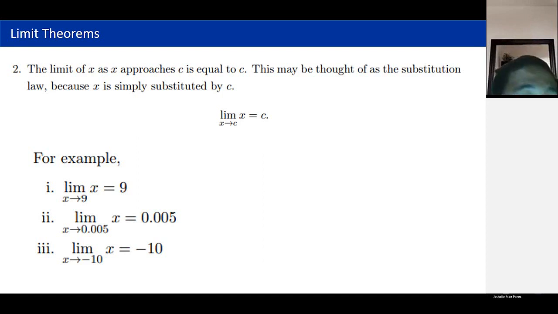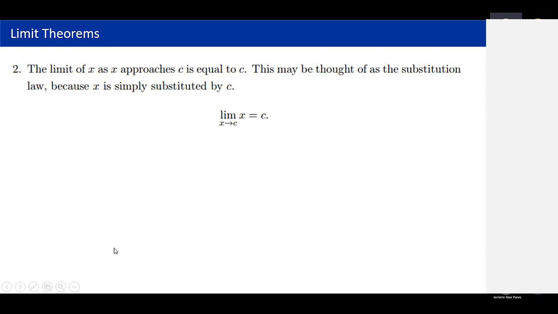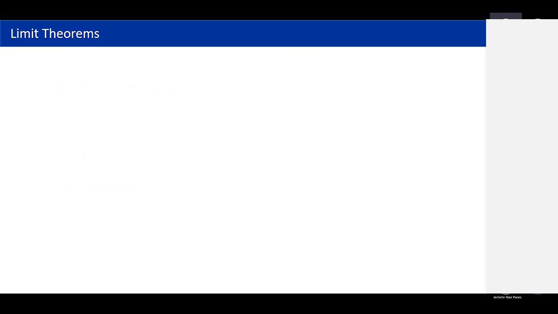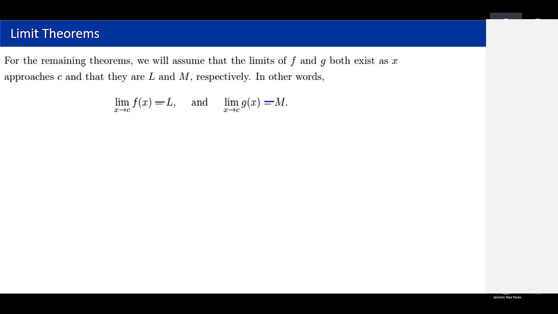Number 3 naman, the limit of X as X goes to negative 10 equals negative 10. It's because by direct substitution, and that is continuous at X equals negative 10. The number 2, by direct substitution. Sa limit theorem number 3, for the remaining theorems from 3 to 8, we will assume that the limits of F and G both exist as X approaches C, and that they are L and M respectively. In other words, the limit of F of X equals L, and the limit of G of X equals M.